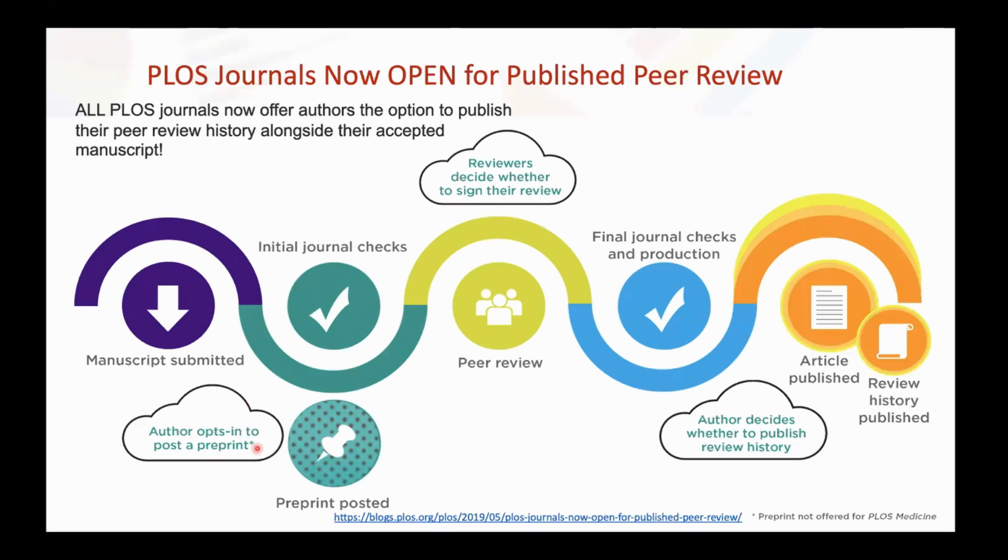That means they are allowed to post a preprint, and then the reviewers decide whether to sign their review. So this has undergone the peer review process, and the journal does final checks for production after review, and finally the article is published. And then the author can opt whether to publish the review history. That means this entire process is shown.